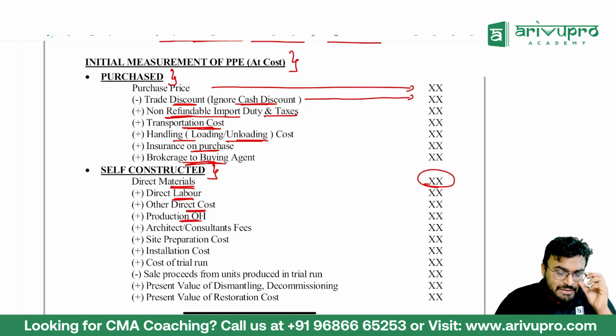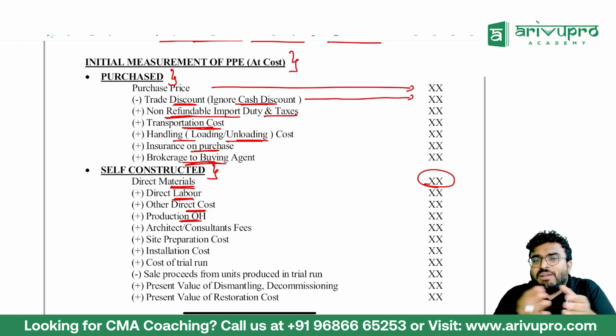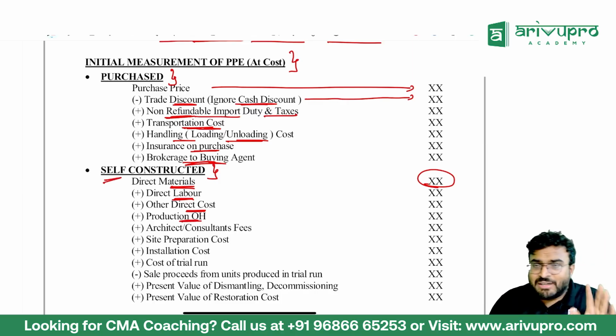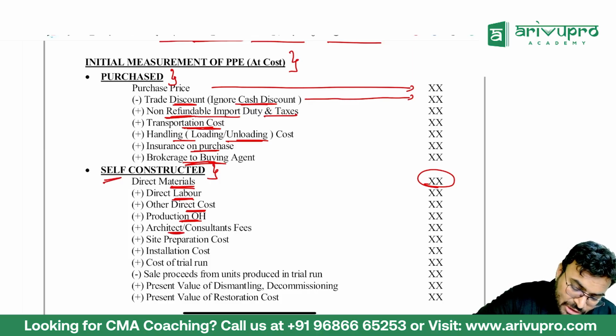For producing, we have other things, no? Okay, machinery, we have used depreciation of that machinery. All that will be considered as self-constructed assets cost. Clear? Architect or consultant's fees.